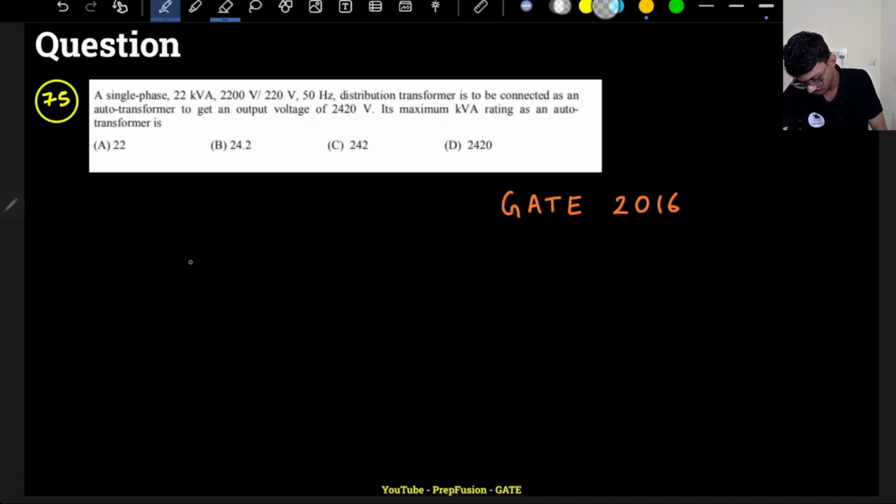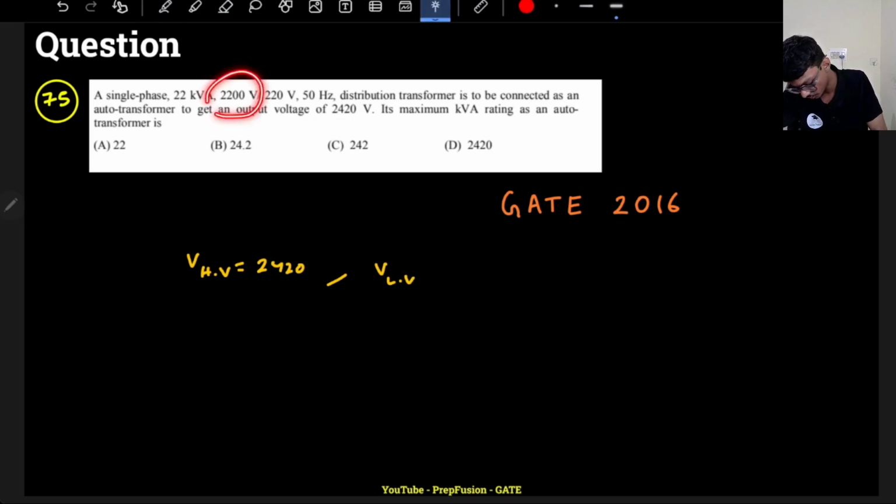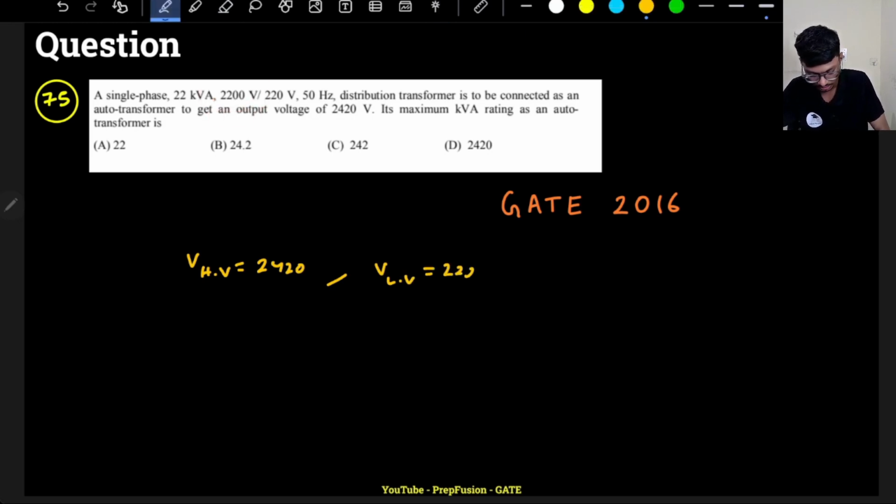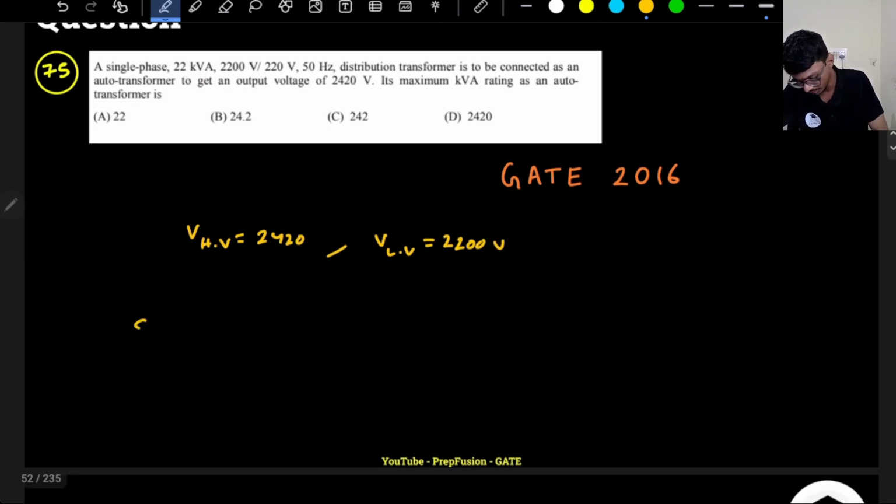So my HV is fixed, that is 2420. I need maximum kVA rating, so I need to fix my VLV to be the highest value. So VLV I will fix as 2200. Why? Explained in the previous question. So now I will use the direct formula because I have already explained it in the previous question.